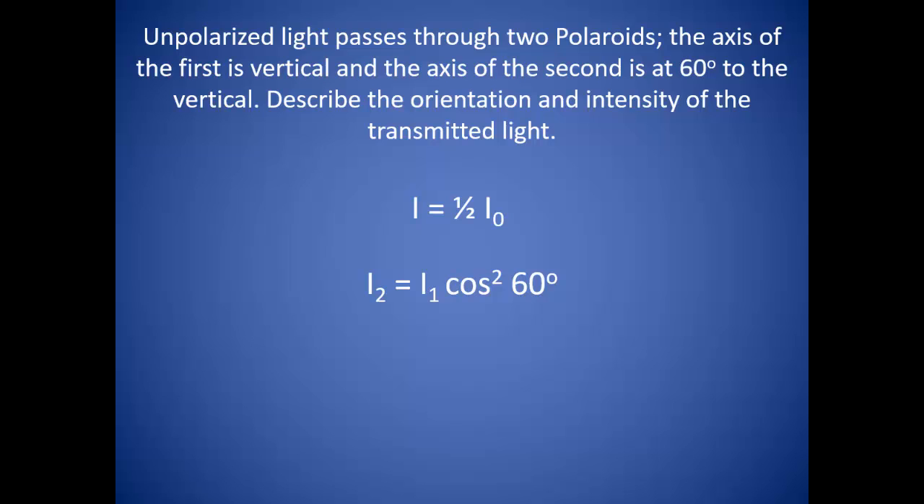The cosine of 60 degrees is 1/2, so 1/2 squared is 1/4. This means that the intensity of the light coming out of the first Polaroid is 1/2 of the original. Multiply that by 1/4, and you end up with the intensity of light coming out of the second polarizer as 1/8 of the original.